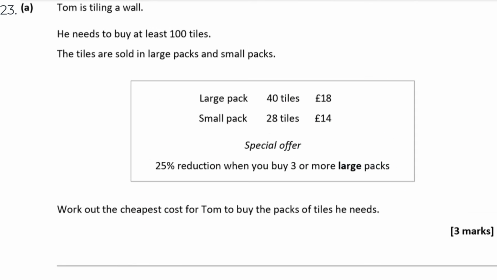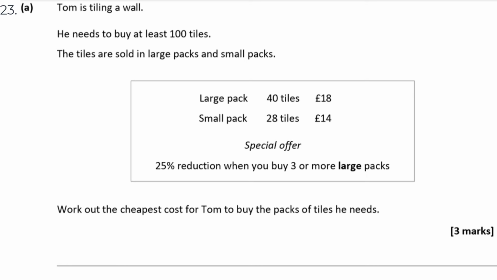Tom is tiling a wall. He needs to buy at least 100 tiles. The tiles are sold in large packs and small packs. Large packs come in 40 tiles and they're £18. Small packs come in 28 tiles and they are £14. And there's a special offer on at the moment, 25% reduction when you buy 3 or more large packs. Okay, so work out the cheapest cost for Tom to buy the packs of tiles he needs.